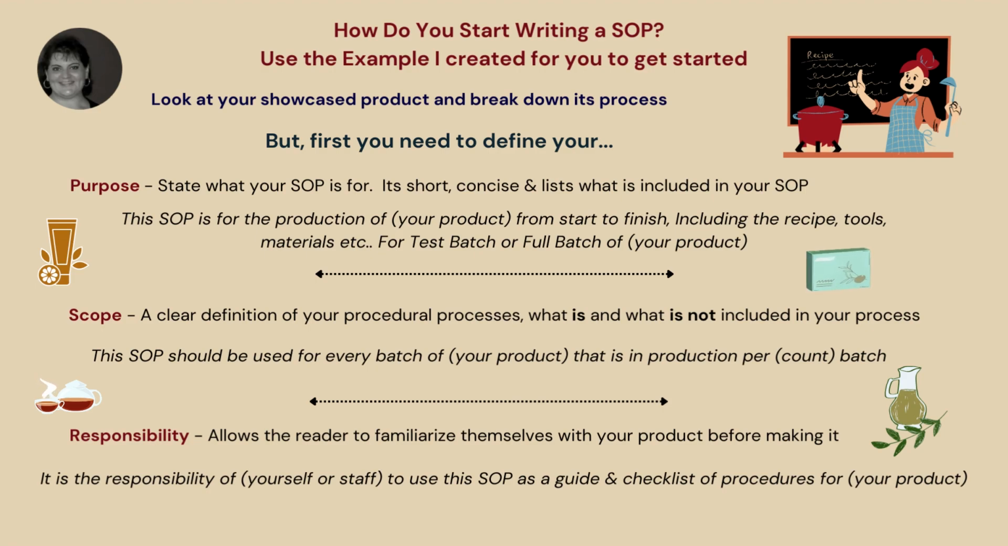Next is your responsibility. And this allows the reader to familiarize themselves with your product before making it. For example, it's the responsibility of you or your staff to use this SOP as a guide and checklist for procedures of your product name. So think of this as writing out an agreement to comply with.